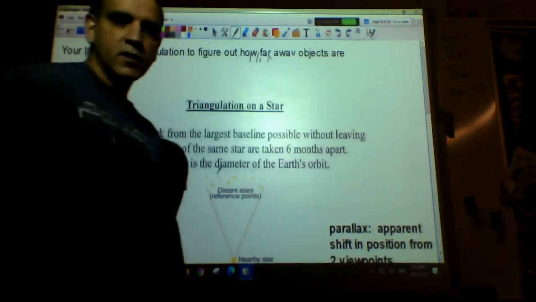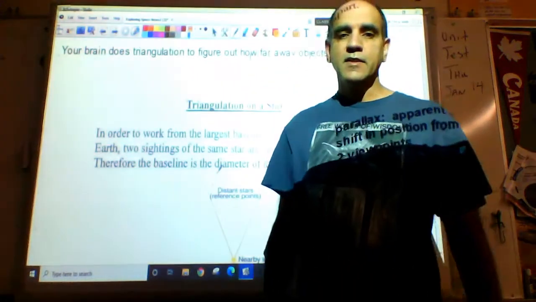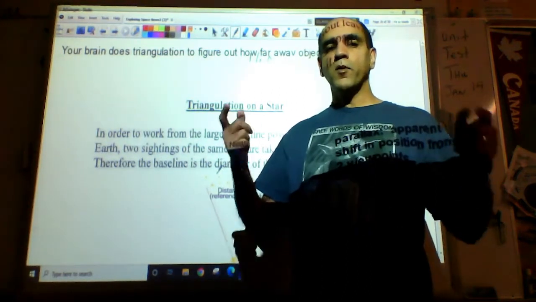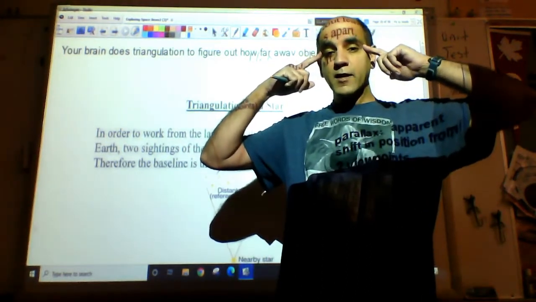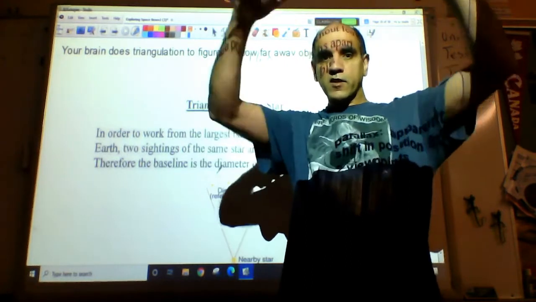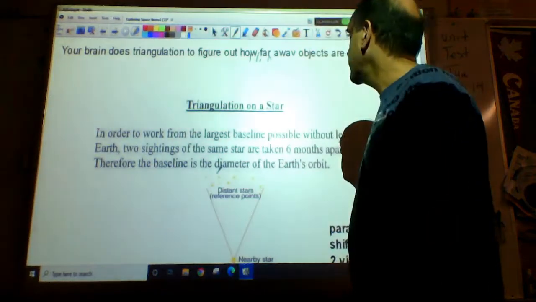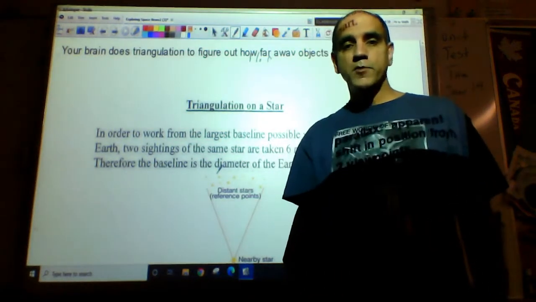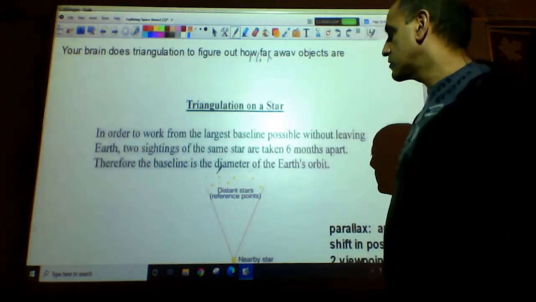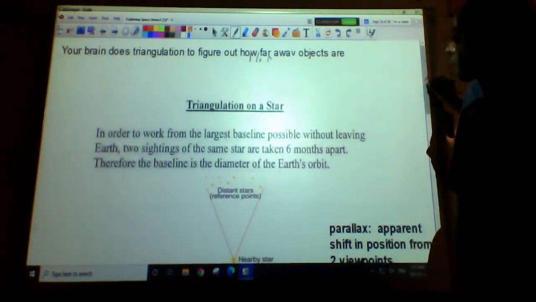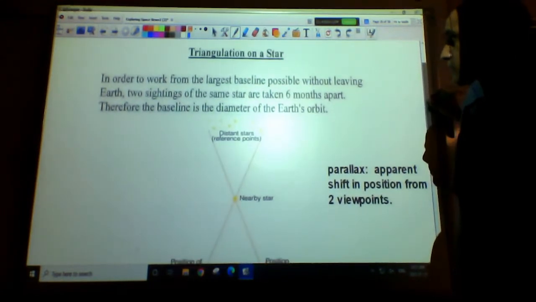Okay, by the way, your brain does this automatically. It looks at objects from two different viewpoints, your both eyes. It actually does a mental calculation of the angle, and it knows its baseline, and it gives you an estimate of how far away an object is. But for doing stuff in outer space, we need to be a little bit more accurate than just your eyes looking at the stars and trying to figure out the distance.